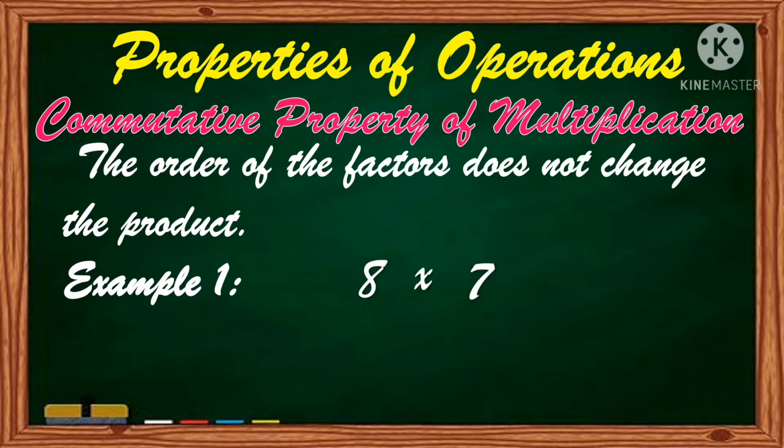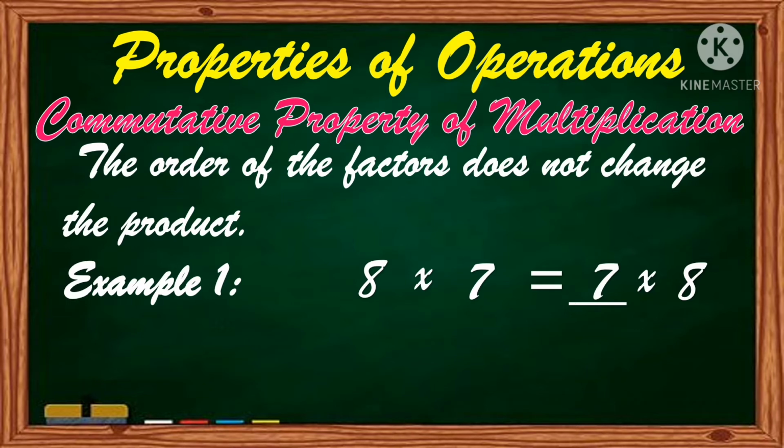8 times 7 is equal to blank times 8. What do you think is the missing number? Based on the given meaning, even if we change the order of the factors, the product would be the same. So the missing number is... very good, kids. We have 7.